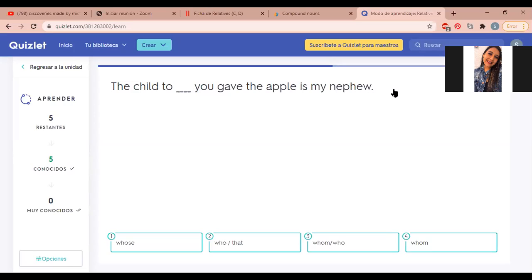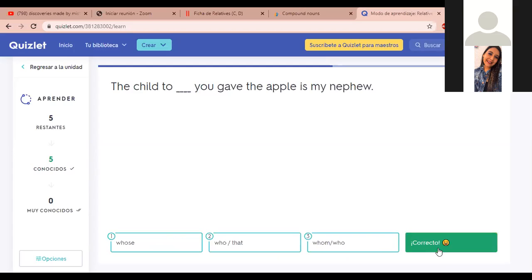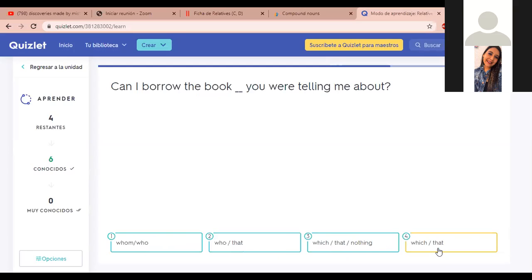¿Cuál sería la opción correcta para esta, Samantha? Whose, who or that, who. Number 4. Okay, number 4. Very good. That would be it because the sentences keep on starting to repeat. And that would be more or less the use or the right use of these relative clauses, guys. Do you have any question up to this point?